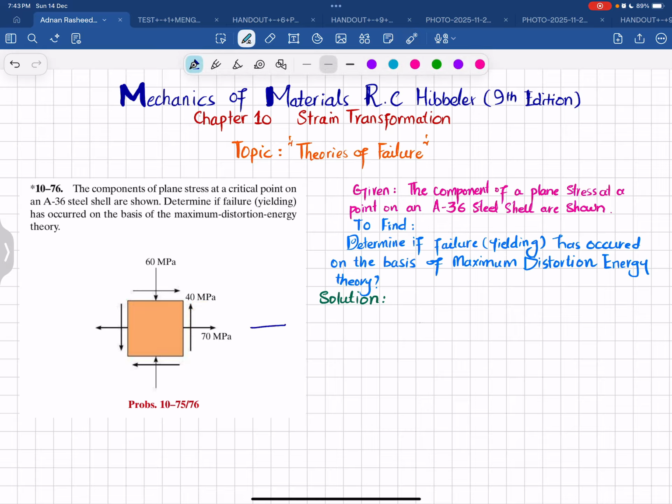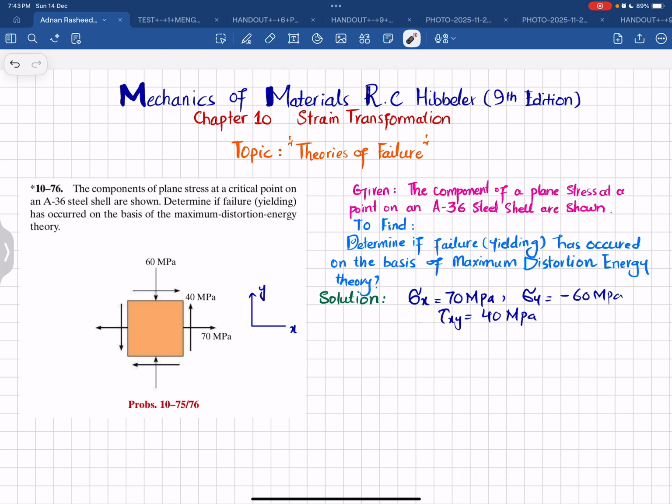So let me take this axis as the x-axis and along the vertical we have the y-axis. So from this state of stress we can write sigma x is 70 megapascal, sigma y which is given as minus 60 megapascal, and tau xy is equal to 40 megapascal. Why is it positive? Because you can see it is acting on the x plane and the shear stress is in the positive y direction, that is why it is positive. So we have this state of stress.